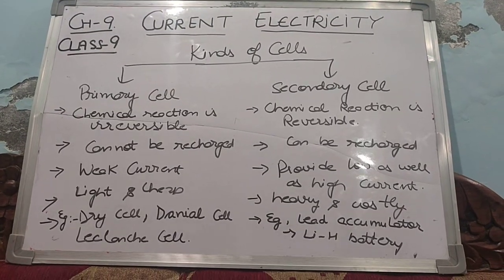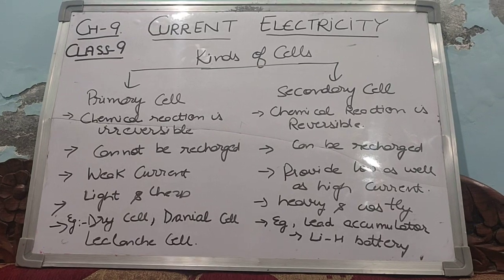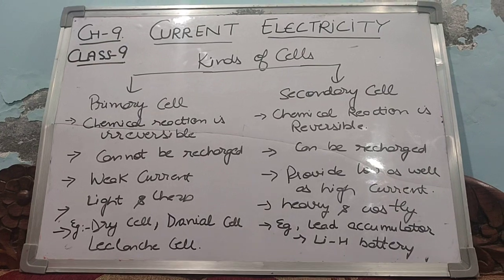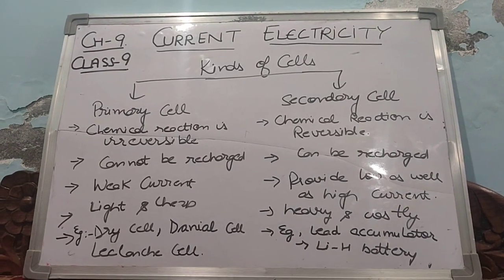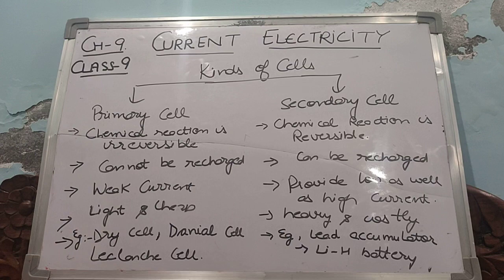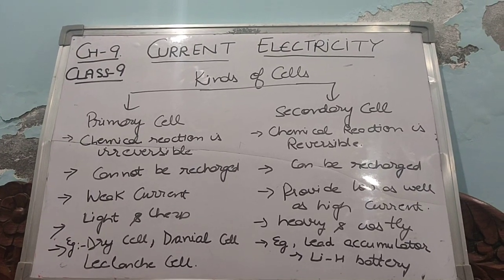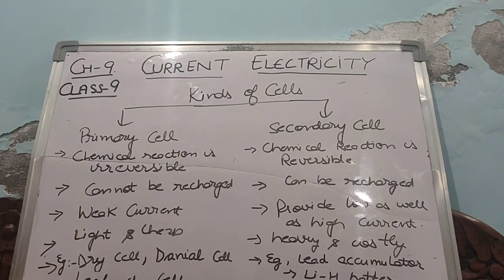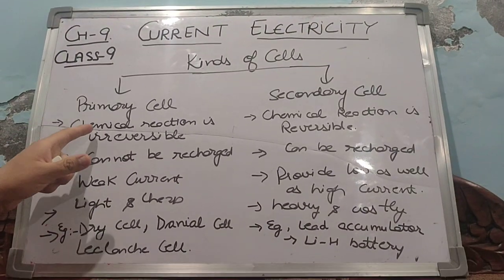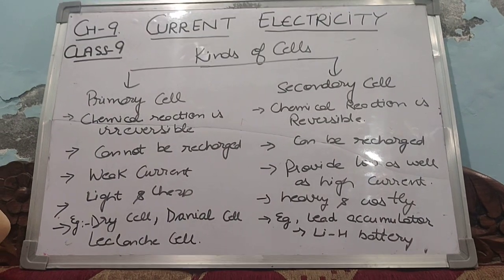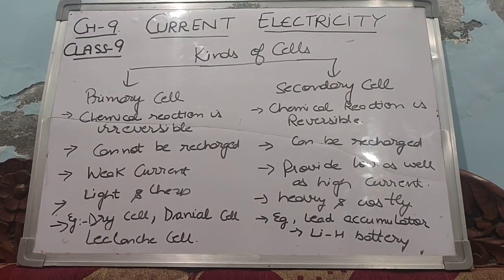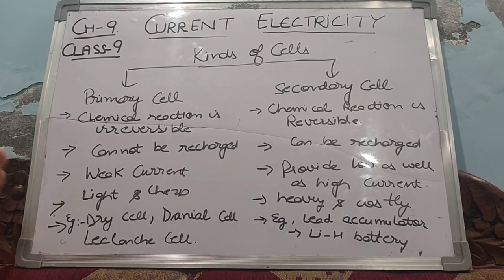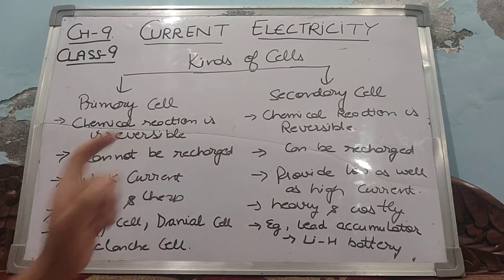Now we will discuss kinds of cell. There are two types of cells, primary cell and secondary cell. First I'll explain what primary cells are. Primary cells are those cells in which the chemical reaction is irreversible. I have told you students that in a cell chemical energy changes into electrical energy. So in primary cells the chemical reaction is irreversible. That is to say, once the cells are used, we cannot use them again and again. These are use-and-throw types of cells, that is, they cannot be recharged.